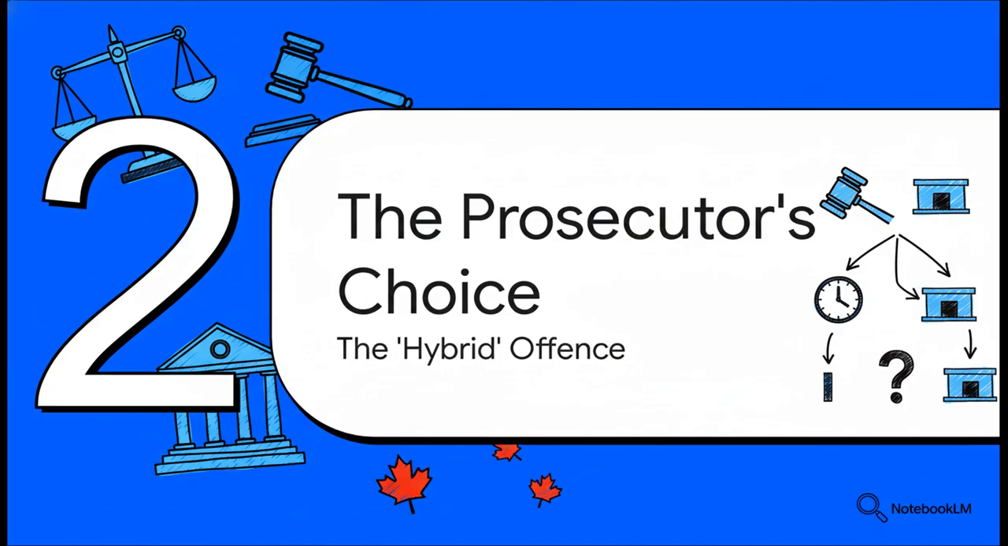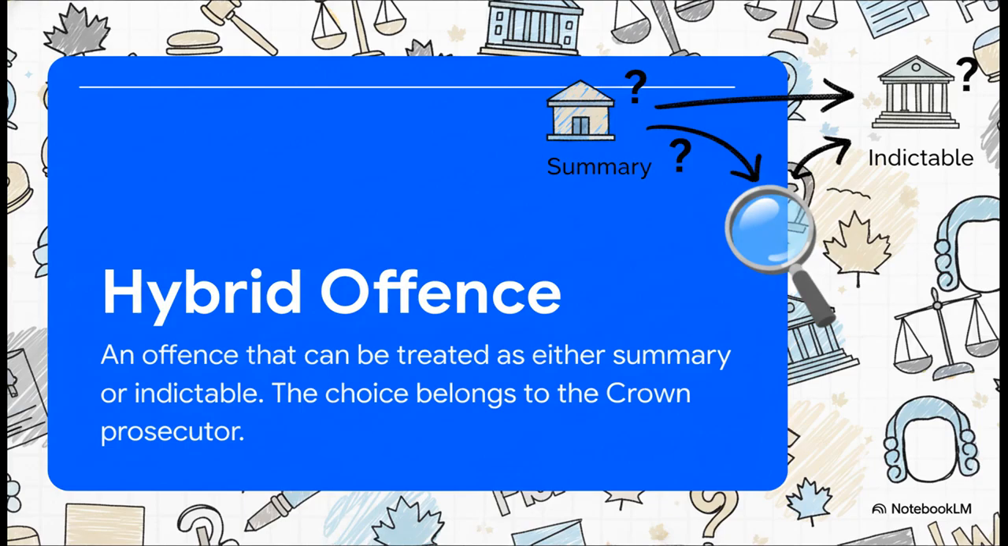Okay, but what about all the crimes that fall somewhere in the middle? Well, this is where it gets really fascinating. See, most offenses in Canada's criminal code aren't strictly one or the other. They're what's known as a hybrid, and that puts an incredible amount of power into the hands of a single person. So a hybrid offense is exactly what it sounds like.